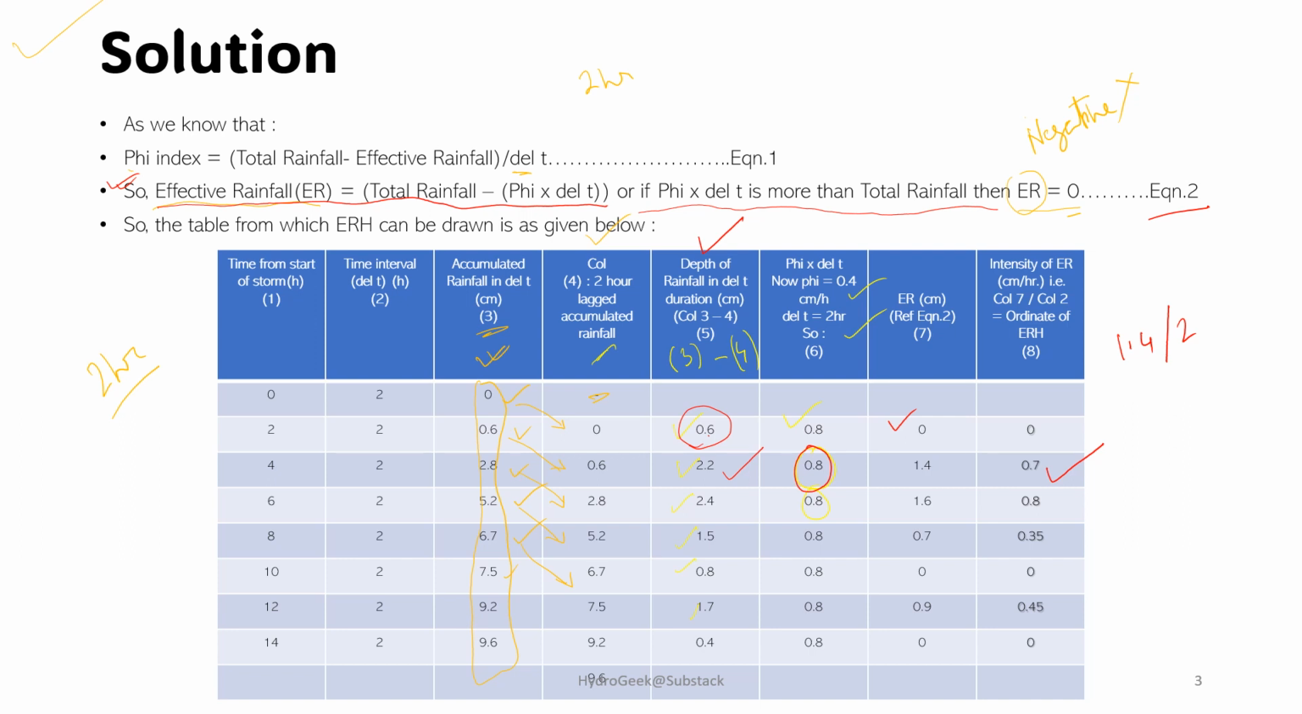Correct? And you see the ordinate of the effective rainfall was 1.4 after deducting phi into delta from the total depth of rainfall given in column 5. So 2.2 minus 0.8 is equal to 1.4. Then when I divide it by 2, we get 0.7, which is the ordinate of the effective rainfall hydrograph. Remember, in a hydrograph, the ordinates are always the rainfall intensity.